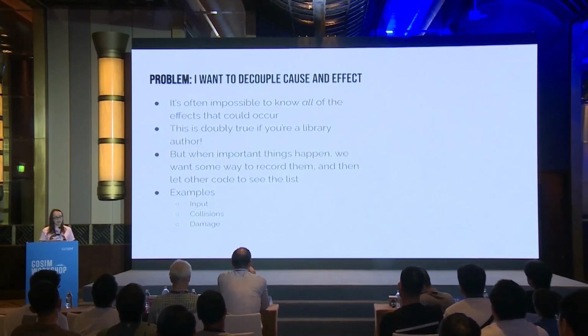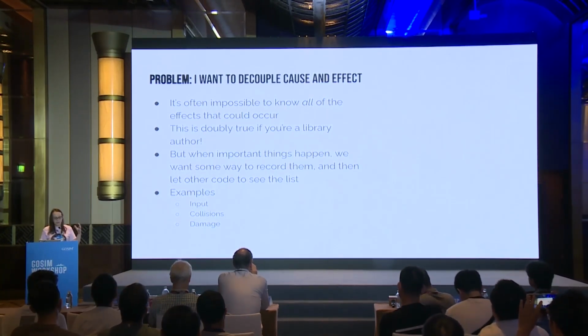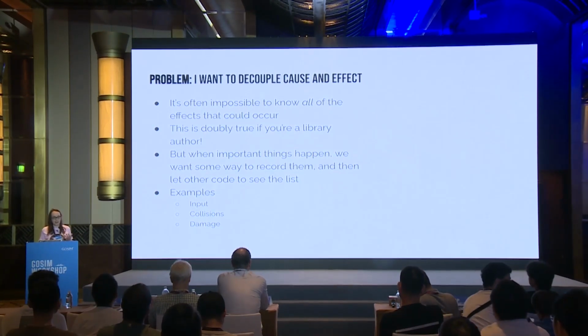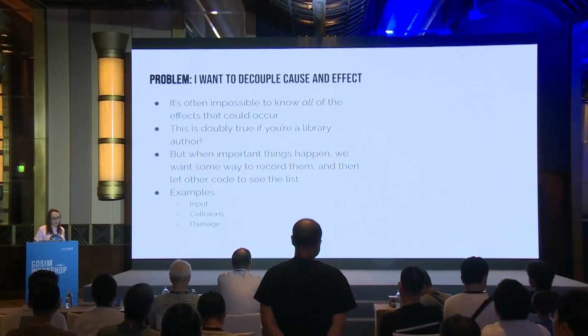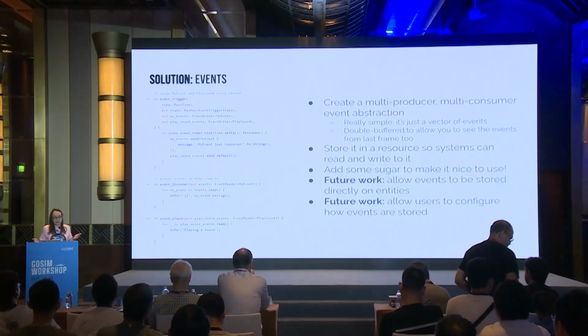So this is another very simple but very useful primitive. It's often really challenging to know exactly what you're going to do when something happens. Suppose you have a collision. It's what happens when two objects collide. Who knows? Anything could happen when two objects collide. And if you're a library author, there's no way to write that all within a single system, because you need to expose something for other users to read. And the solution is pretty obvious. Just use events.